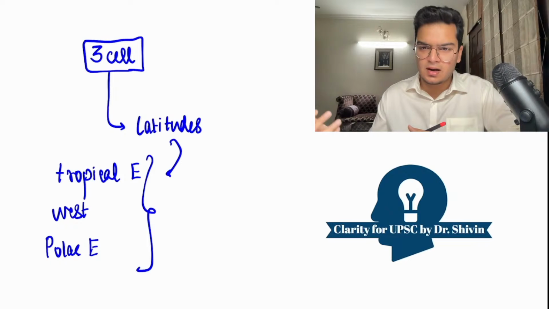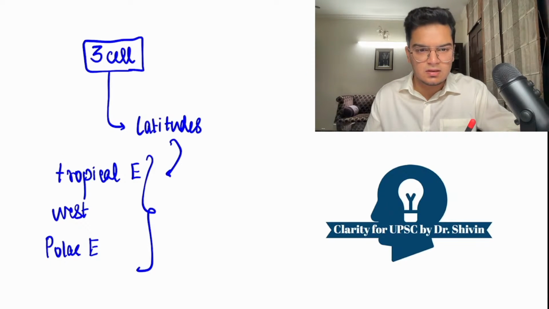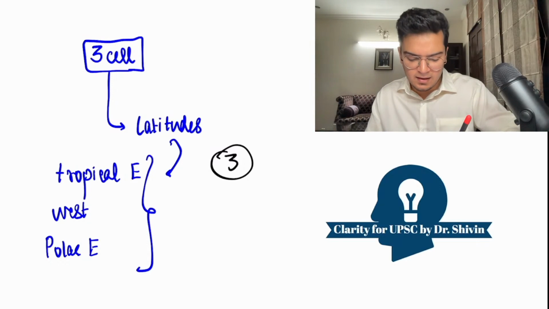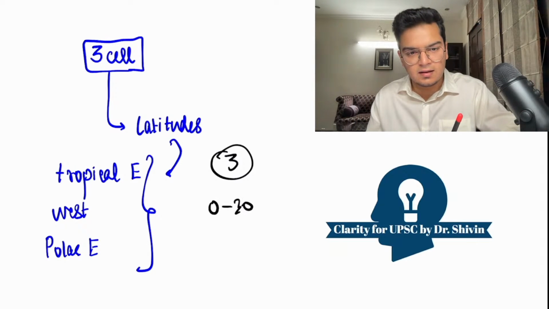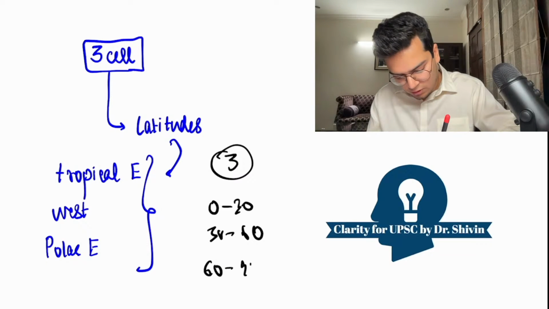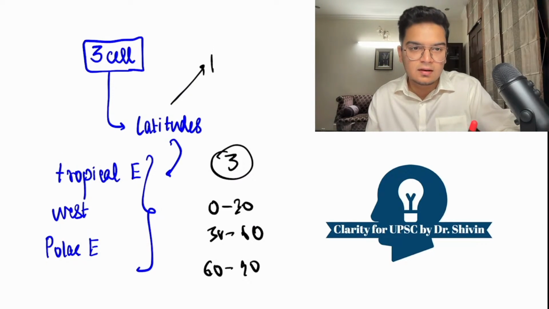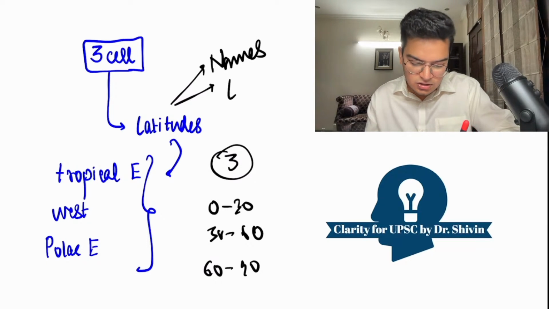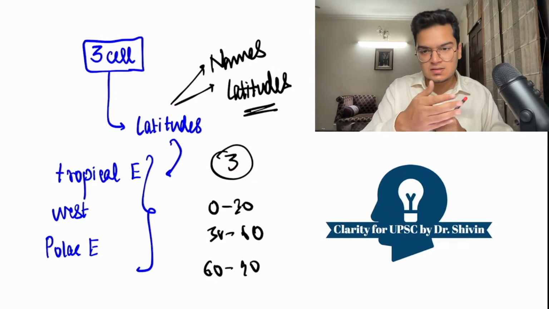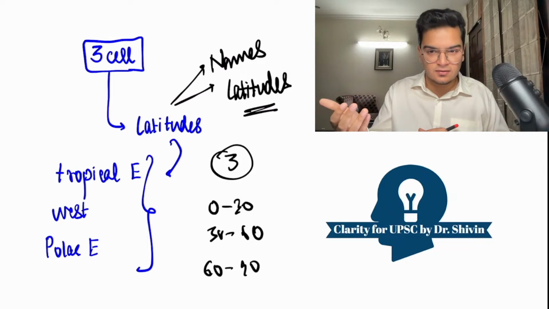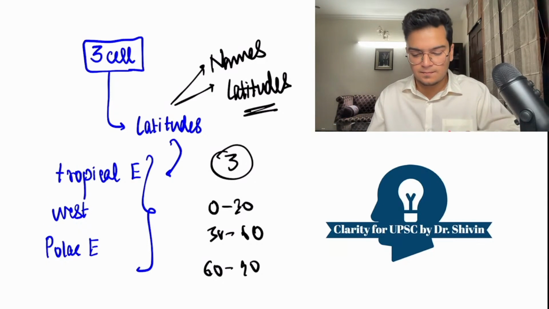Then the 3 cells for latitudes. This is again a very easy question. In the 3-cell model, there's the Hadley cell, Ferrel cell, and polar cell. And the latitudes are simple: 0 to 30, then 30 to 60, and then 60 to 90. So you need to know the names of these 3 cells. The other thing you need to know is the latitudes. You also need to know the winds that are flowing here. So how easterlies are formed, then how westerlies are formed, and then how polar easterlies are formed, right? ये तीनों चीजें आपको आनी चाहिए.